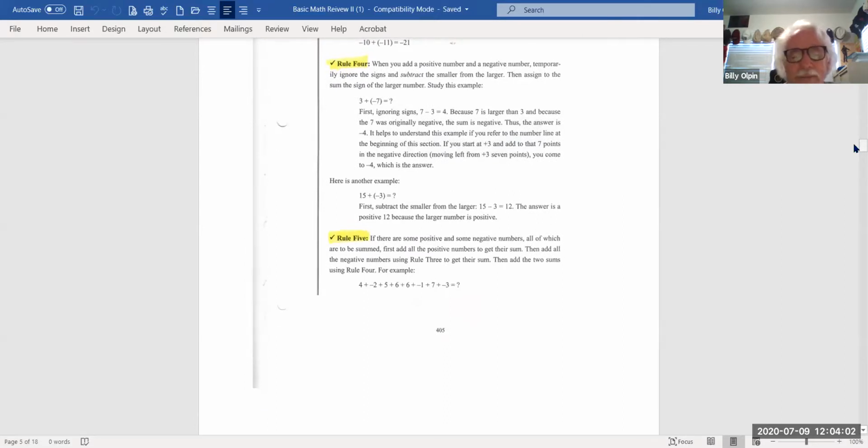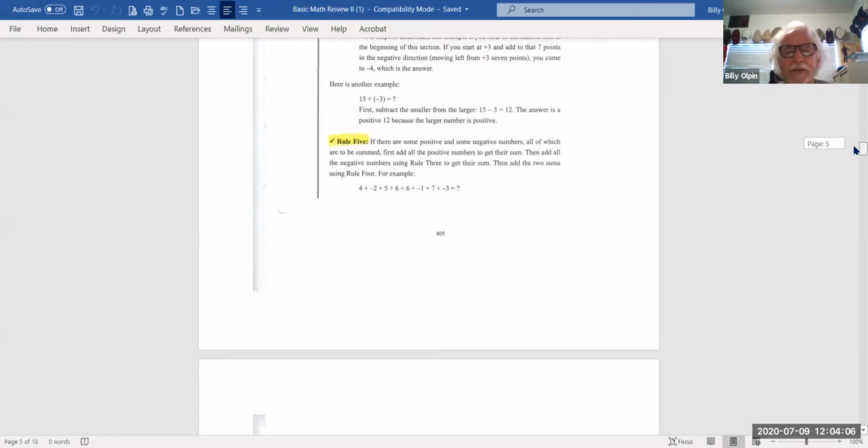If your larger number is positive, your answer will be positive, but you change it from an addition problem to a subtraction problem. Okay, if you're adding a string of numbers or you're doing functions with a string of numbers, but particularly if you're adding positive and negative numbers, your best bet is to add all the positive numbers and get that sum, then add all the negative numbers and get the sum and turn it into a subtraction problem. Just like we did in Rule 4, and go back to Rule 4, right?